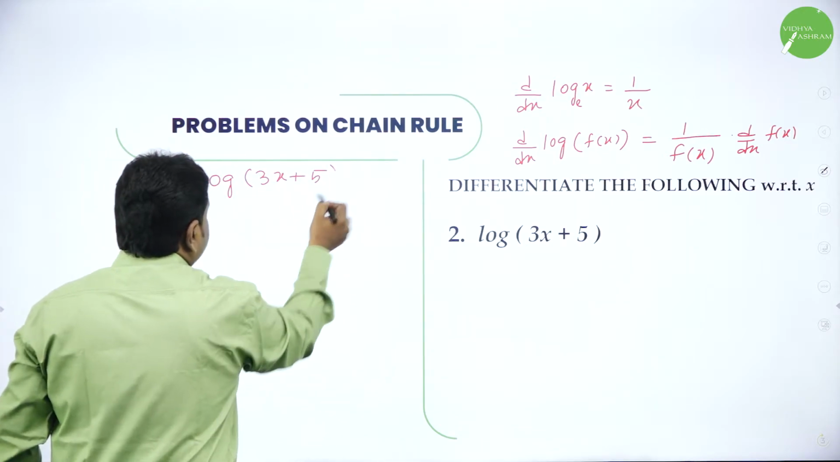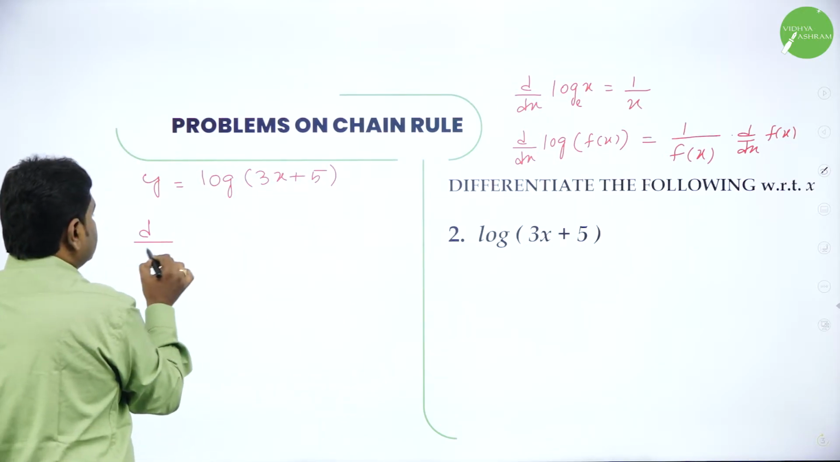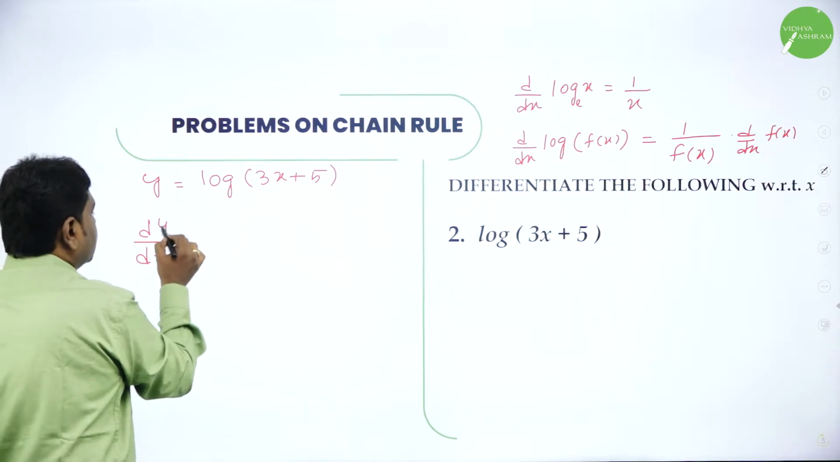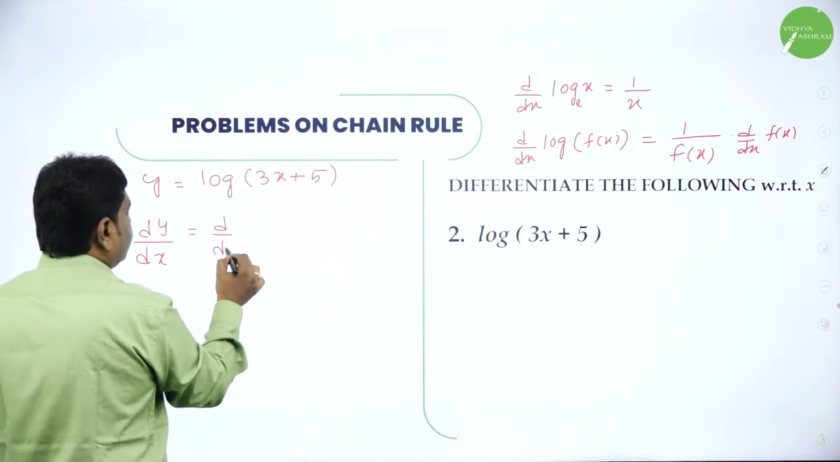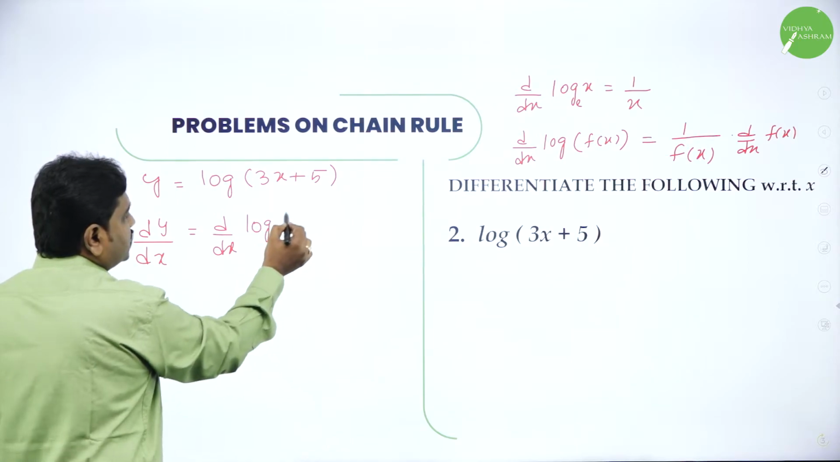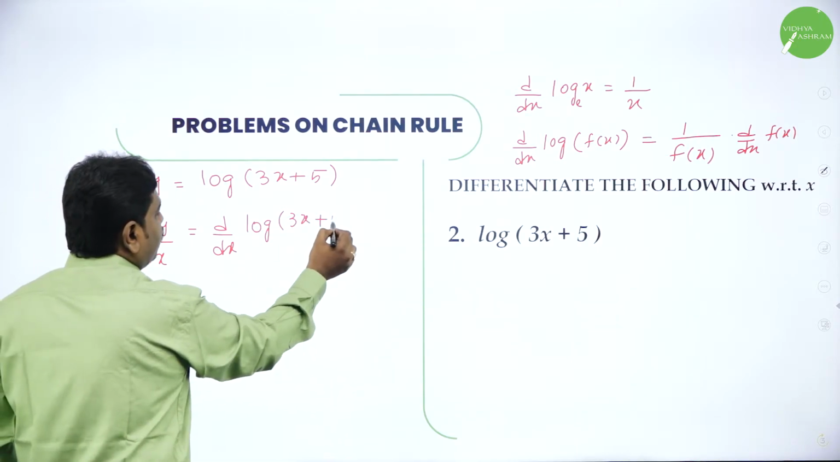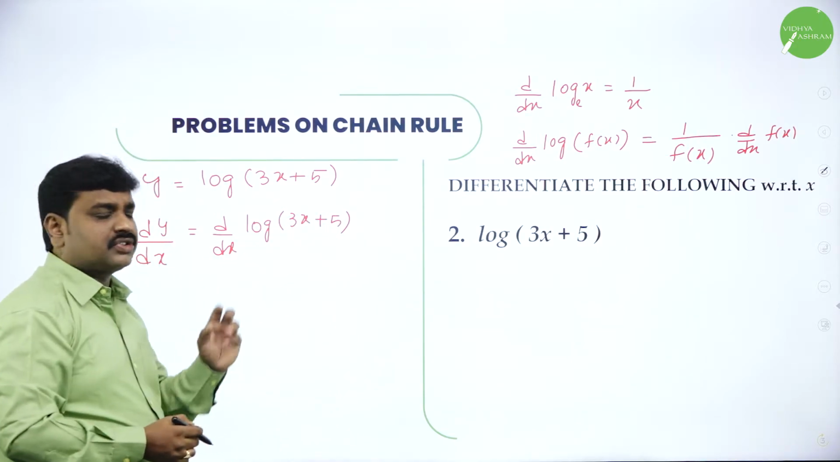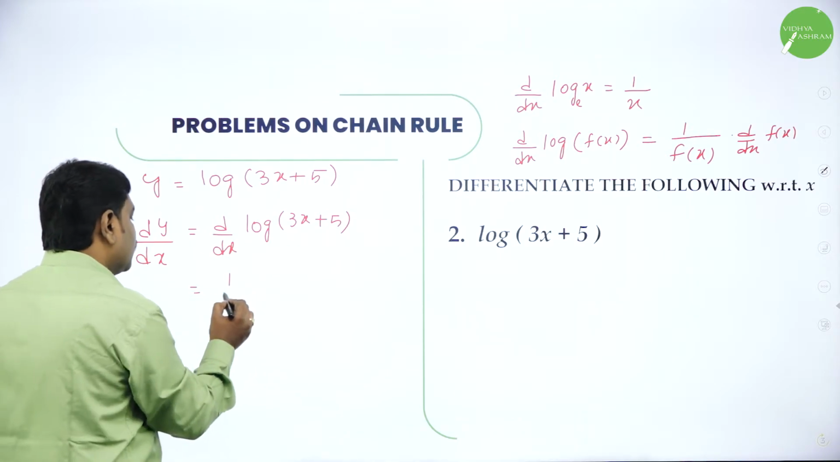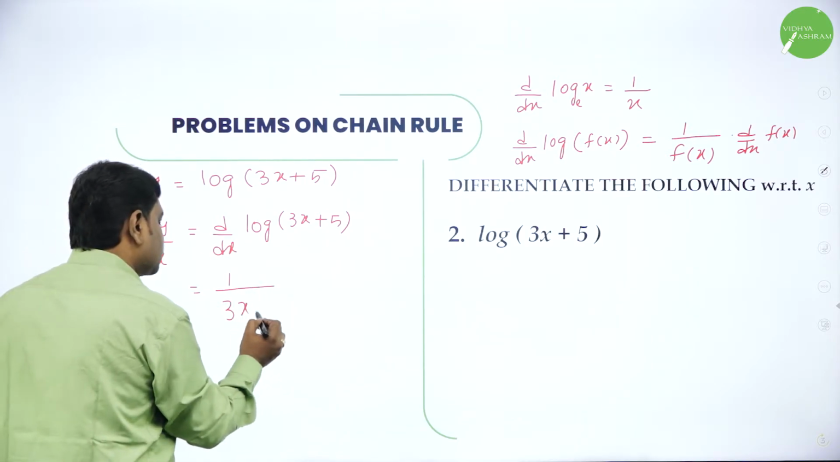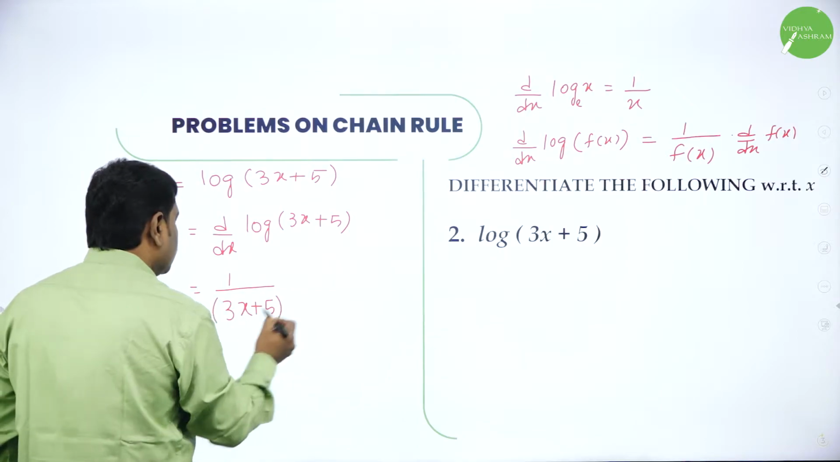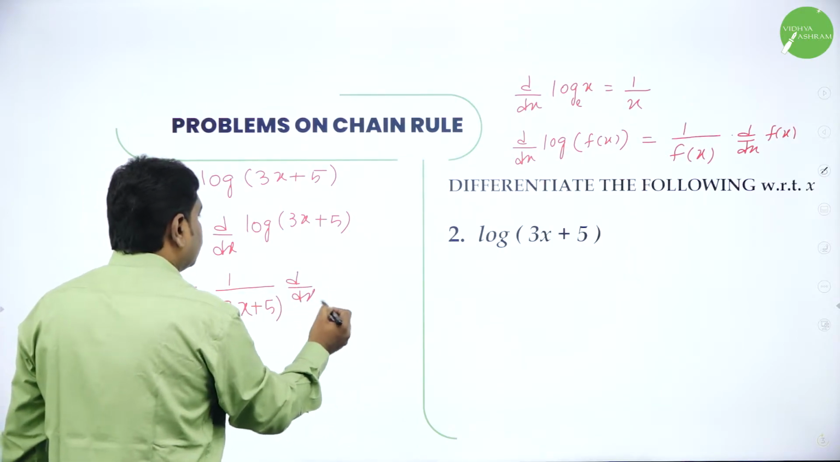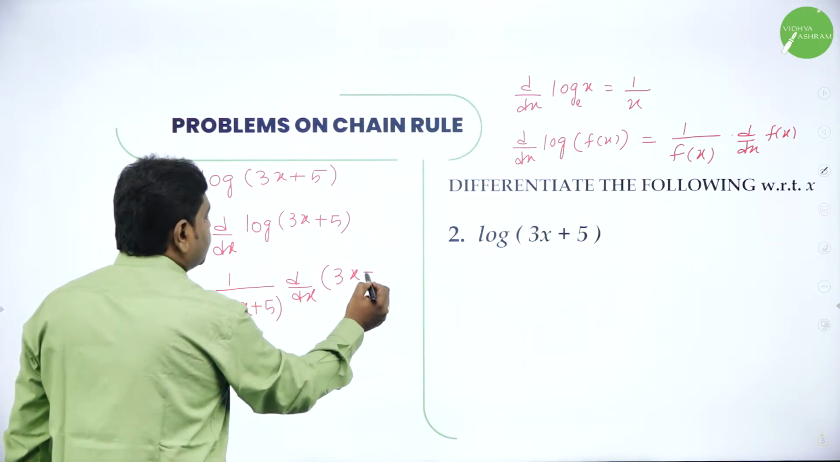Now differentiate both sides with respect to x. So LHS becomes d by dx of y. RHS becomes d by dx of log of 3x plus 5, and it is in the form log f of x. What is the derivative of log f of x? 1 by f of x, that is 1 by 3x plus 5, into d by dx of the internal function. What is the internal function? 3x plus 5.